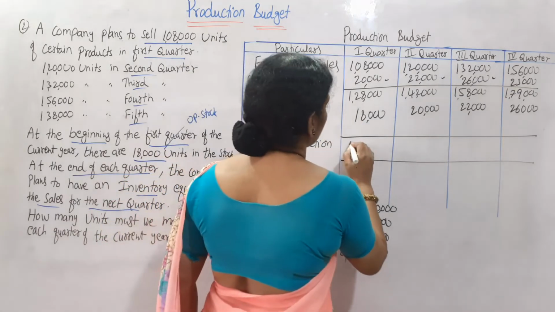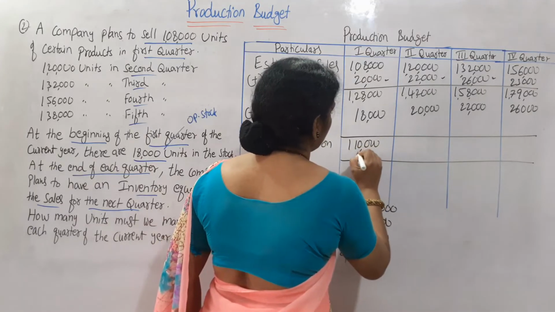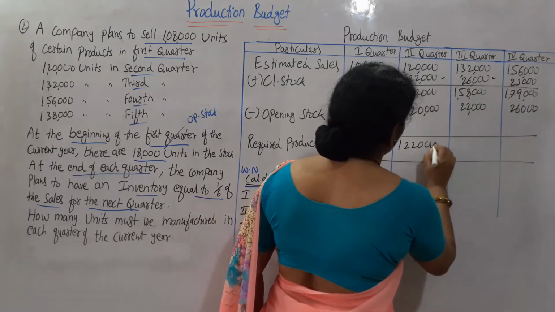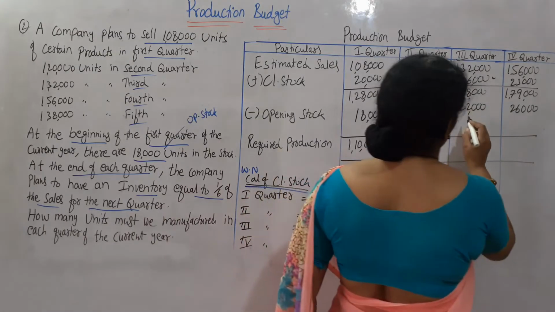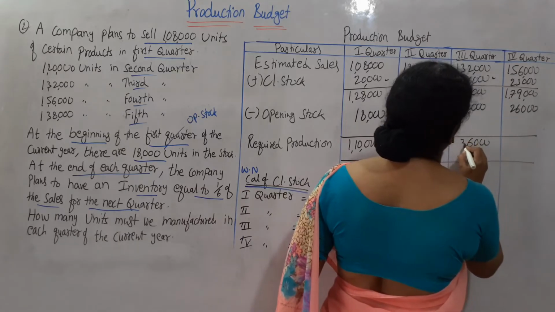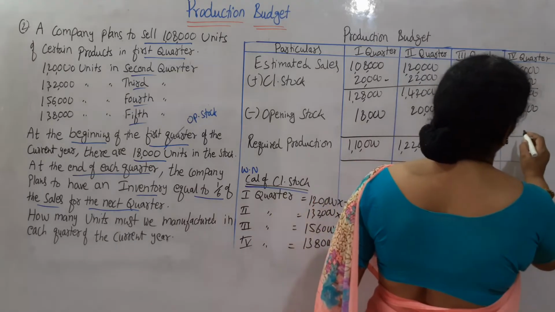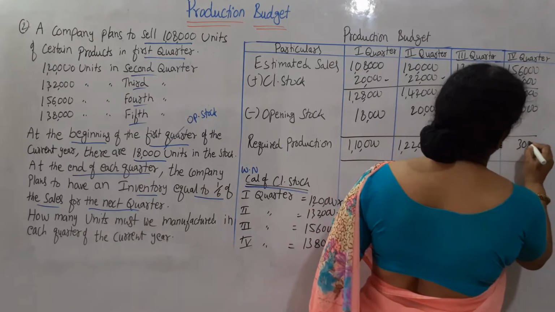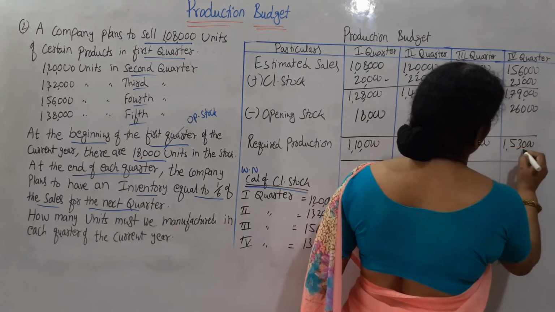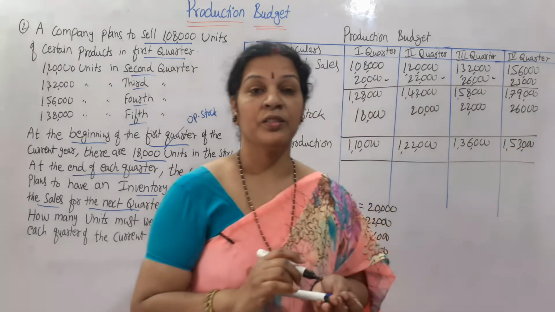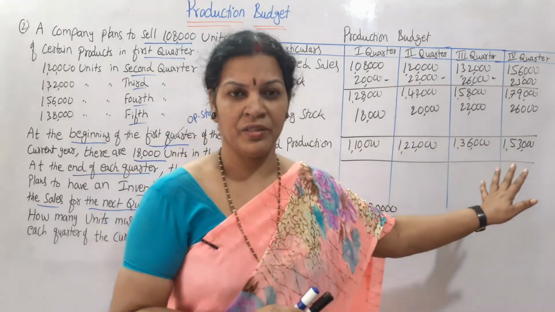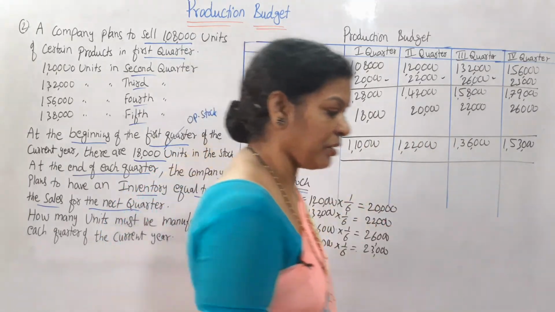If you deduct it, you will get 1,10,000 here, and here 20,000 means 1,22,000. Next, 6,000 and 3,000, 1,36,000. Next 3,000, 1,53,000. That's all. This is the production of every quarter. Total 4 quarters. Take a screenshot or note down, then I'll give you a recap.